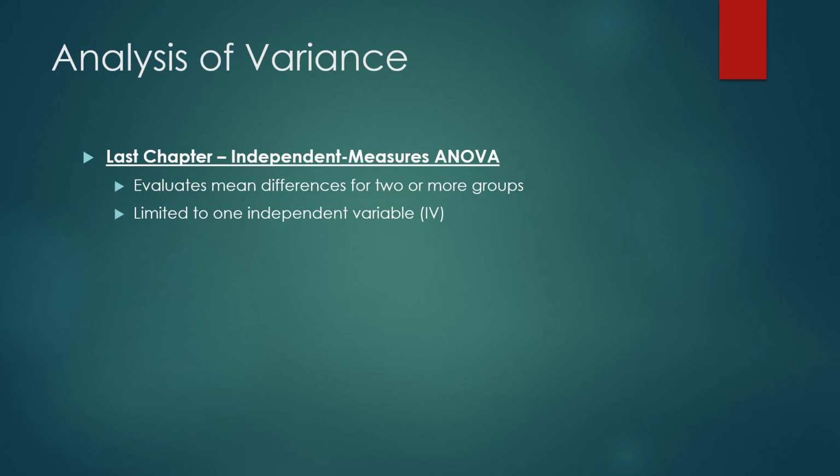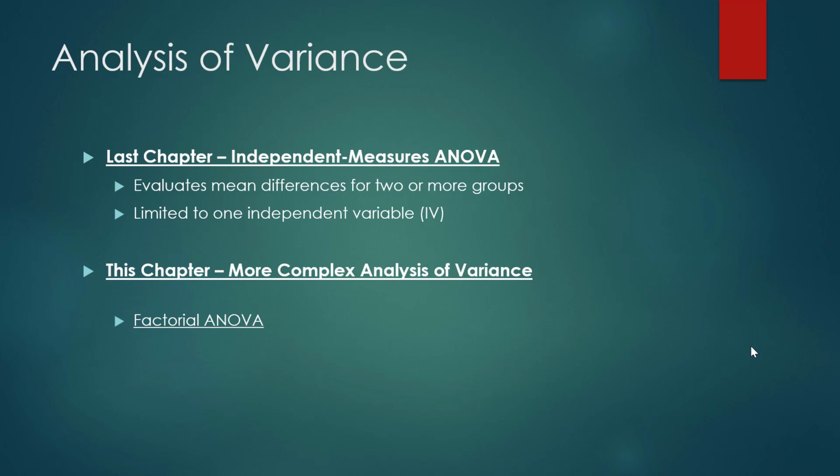The analysis that we did in the last chapter was limited to one independent variable, so one independent variable with two or more levels. Now, another type of analysis would be a repeated measures ANOVA. This is when you have one group that does the measurement repeatedly, more than once, either a pre-test and a post-test, or at time 1, 2, and 3. So that would be different than the analysis of variance that we did in the previous chapter.